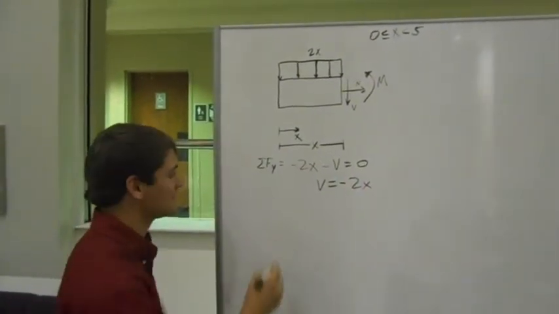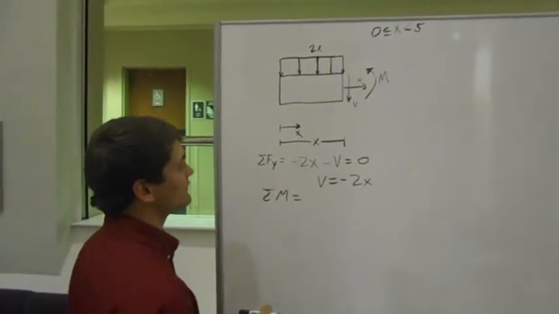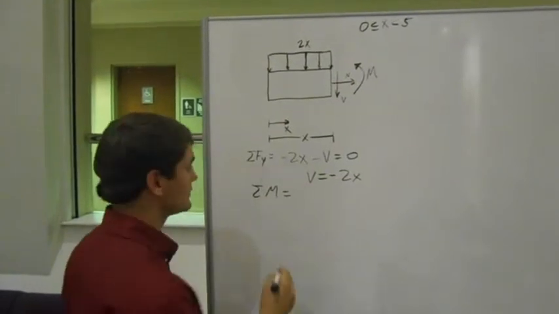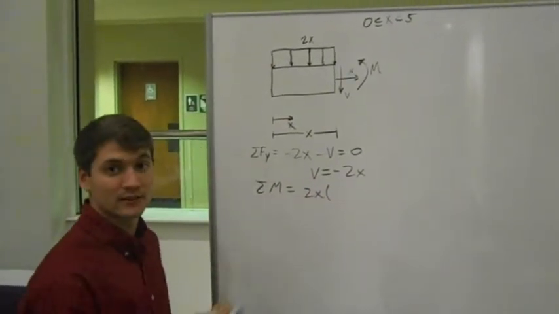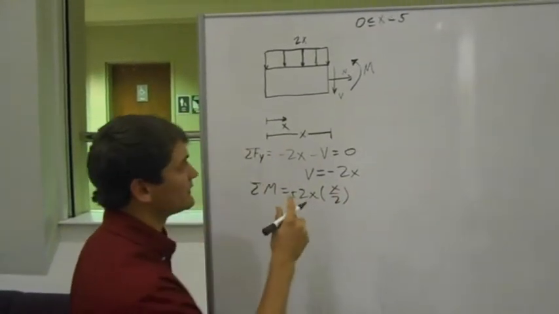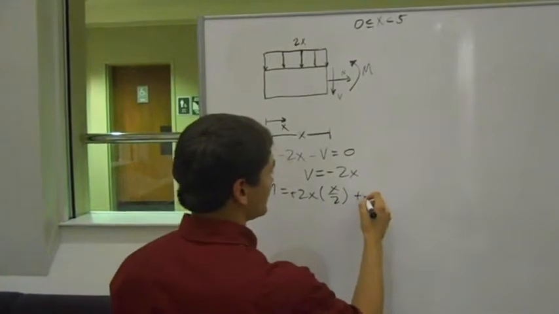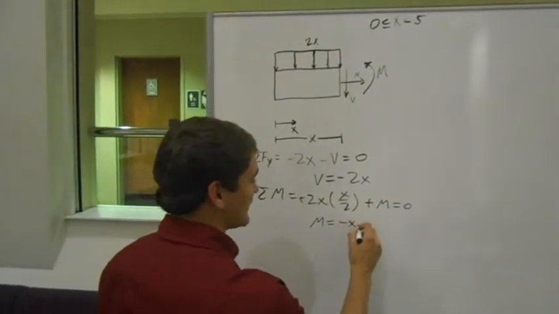Next we look for moments. We have the force of 2x times the distance, which is half the distance, so it's x over 2. And then we keep going until we get to the moment, and it is also in the positive direction. After solving for M, we get -x squared.